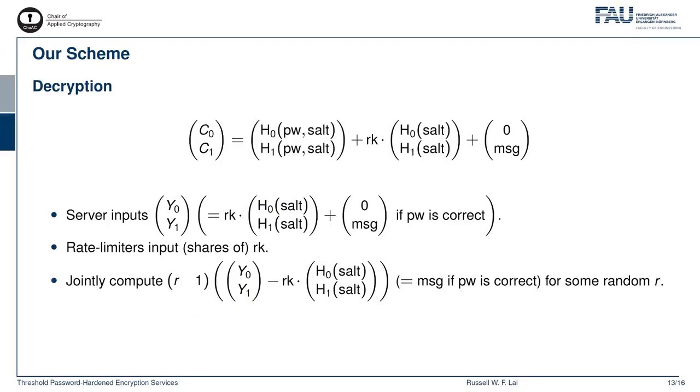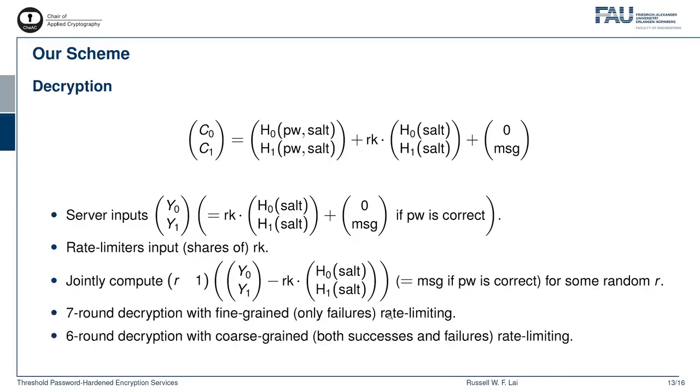To decrypt, the server inputs Y0 and Y1, which can be computed by taking C0 and C1 and removing the salted hash values. And if the password is correct, it should be equal to this sum right here. The rate limiters input the secret shares of the rate limiter key RK, and these parties jointly compute this function here, which should be equal to the message if the password is correct.